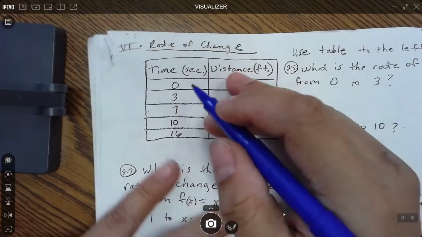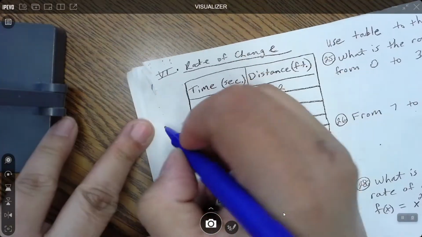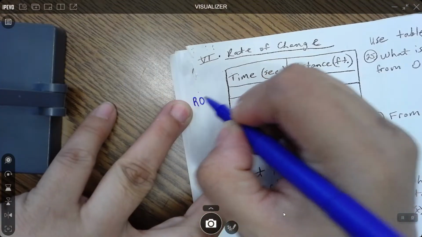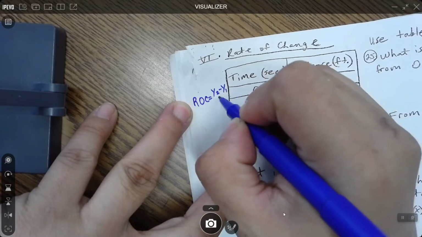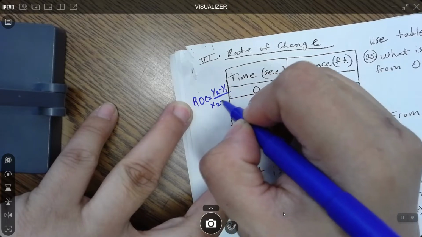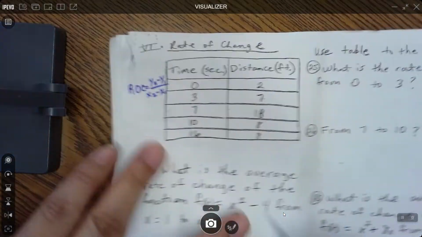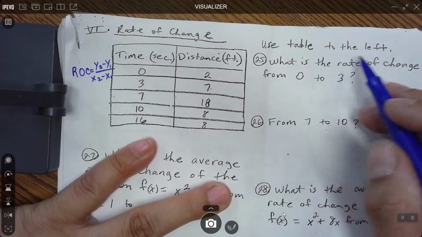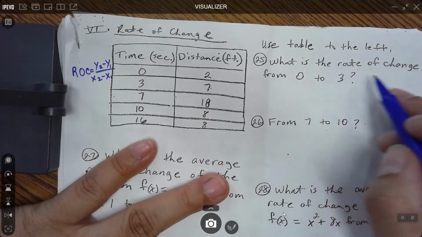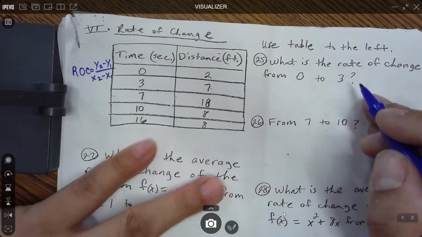So, rate of change. Yay, everybody's favorite formula. The rate of change equals y2 minus y1 over x2 minus x1. Rate of change, time, distance. Use the table on the left. What is the rate of change from 0 to 3?